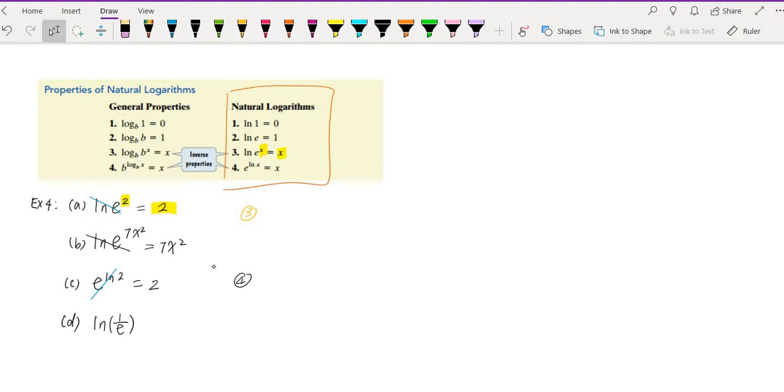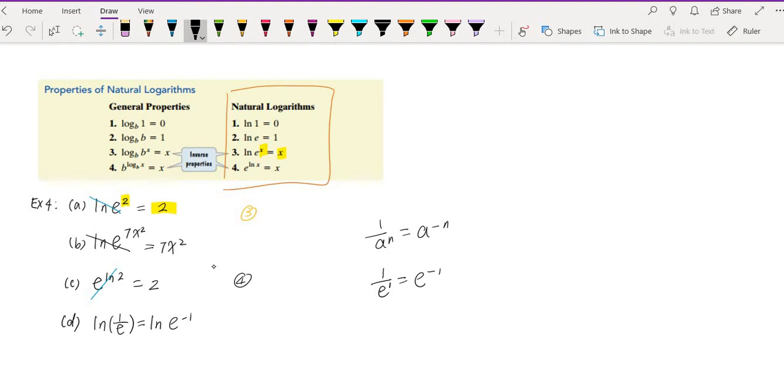This is property 4. And then the last one, D: natural log of 1 over e. If I look at these properties, none of them satisfy this condition. I can rewrite the natural log of 1 over e as natural log of e to the negative 1 power. The reason why I can do this, let me write it on the right side: we know 1 over a to the n power is equal to a to the negative n power. So I can think of this 1 over e as having the invisible 1 there. I rewrite this as e, where my n in this case is 1, and here we're going to have a negative 1.